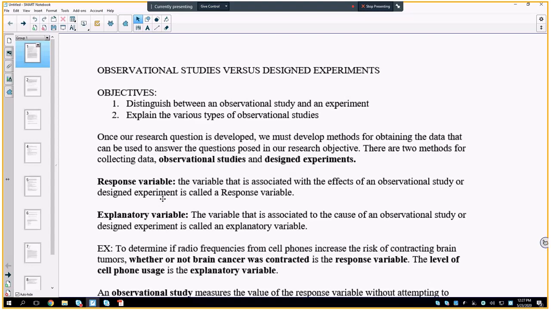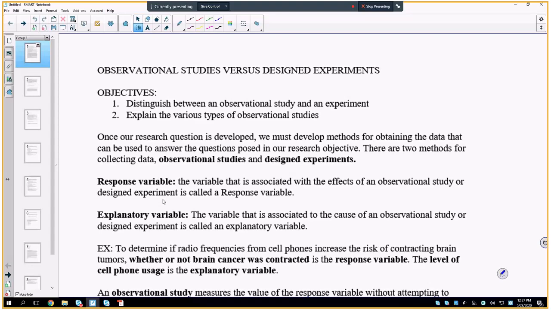That will probably be most of the first video, and then we'll do some more examples and talk about different types of observational studies. At the end of the total lesson, you should go back and ask yourself if you're able to do these objectives. If not, watch the corresponding video.